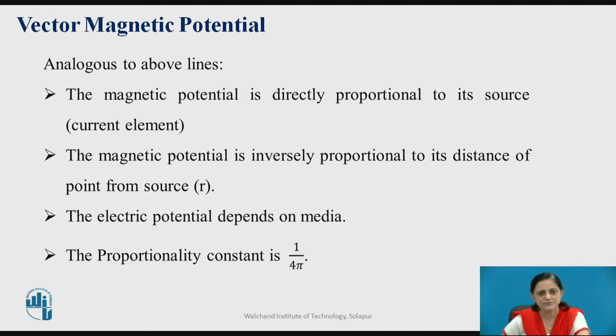Again, the magnetic potential is inversely proportional to the distance of a point from the source. It is the same as that of the electric field. Here that point is considered as the reference point, and the distance of that point from the source is denoted with the small r. Again, the magnetic potential also depends upon the media, and the proportionality constant is considered as 1 upon 4 pi.